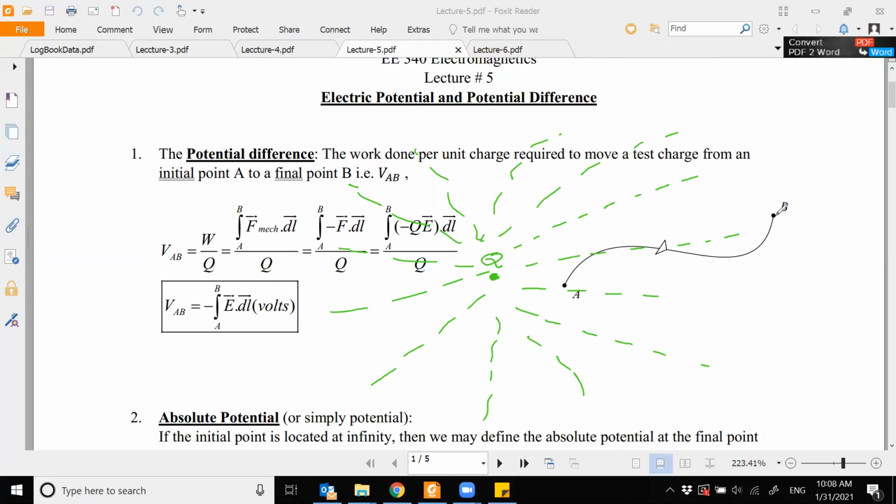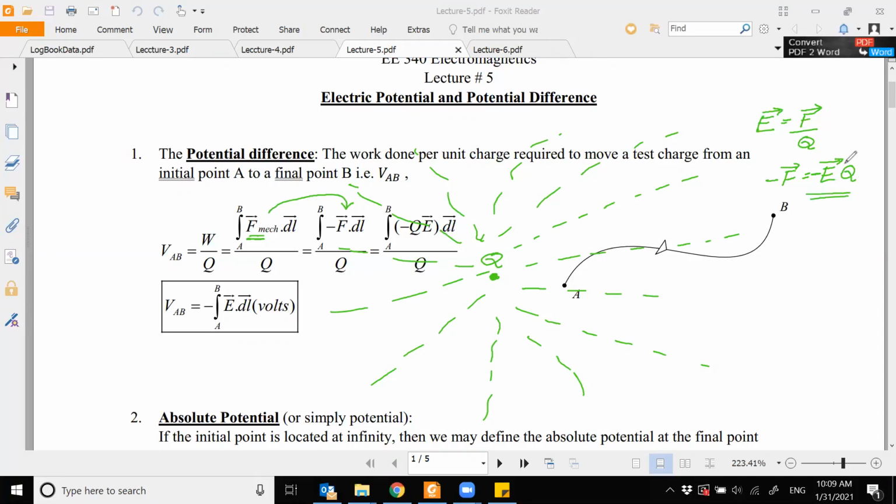A to B. So that's why I'm now replacing this mechanical force by the negative of my force, which is nothing but the disturbance created by the presence of this charge Q. So it is minus F bar dot dl. And now we know the relationship between this disturbance, which is the force, and the field which is created here. We know E is equal to F bar over Q. So F bar is equal to E bar times Q. And minus F is equal to minus E bar times Q. So this minus F, I'm replacing it with minus Q times E bar dot dl.